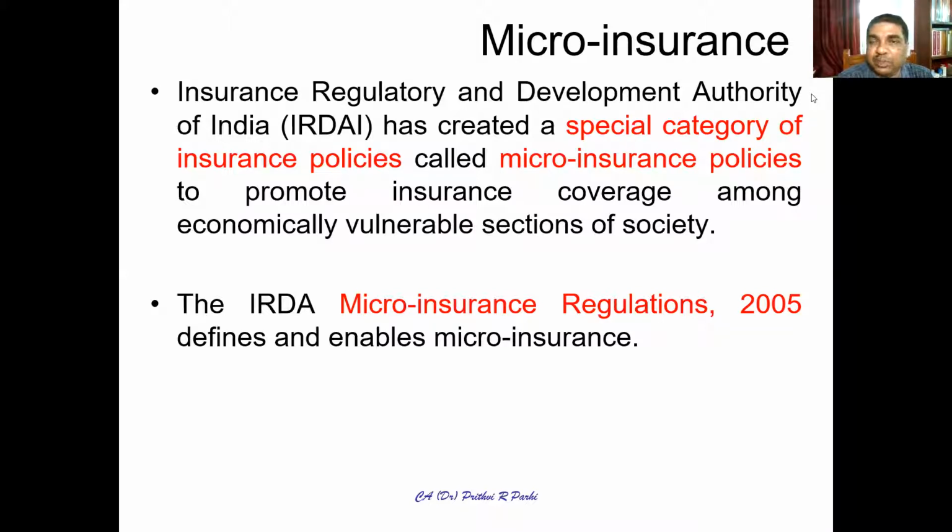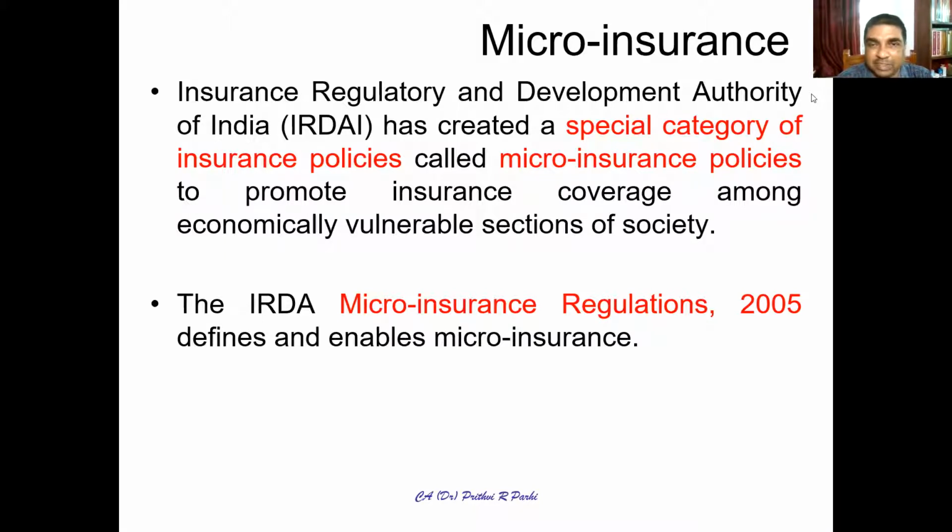The objective is to promote insurance coverage of the economically vulnerable sections of the society, people who are economically poor, and there is a need, they're exposed to various kinds of risks, and micro insurance can address those risks, those problems. So that is the objective of micro insurance. And the IRDA has passed a regulation, that is Micro Insurance Regulation 2005, which defines what is micro insurance. Okay, so we'll look into that regulation.